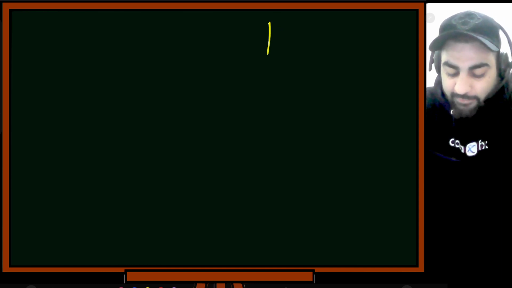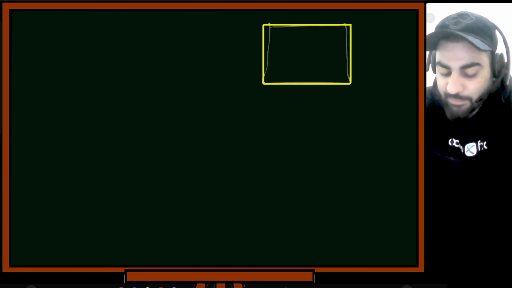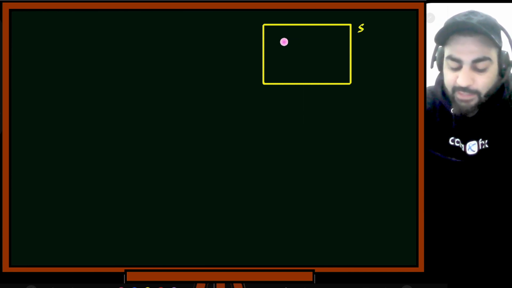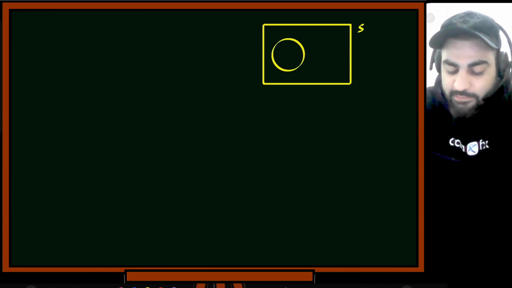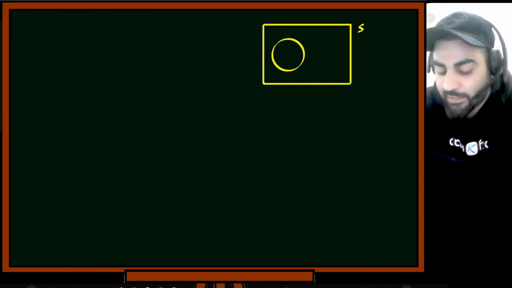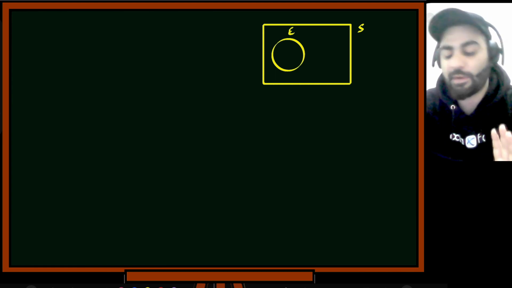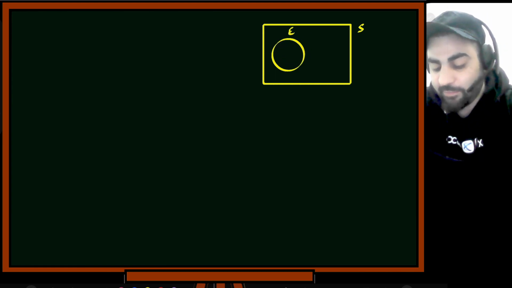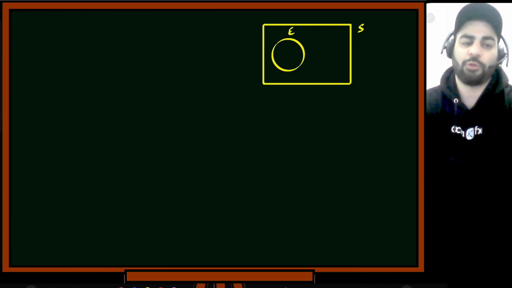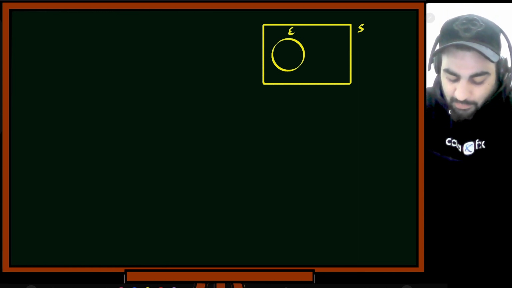So again, to just revise a bit, a Venn diagram looks like this, where we represent the sample space by this square, and if there is an event, let's call this event E, we represent it by the circle within the sample space. That is by definition what an event means, and the sample space contains all the possible outcomes. So now there are different events in here.